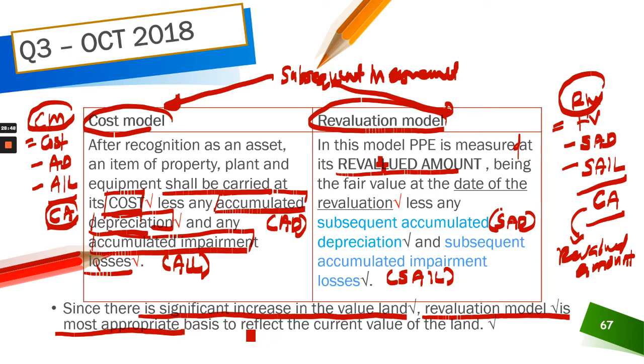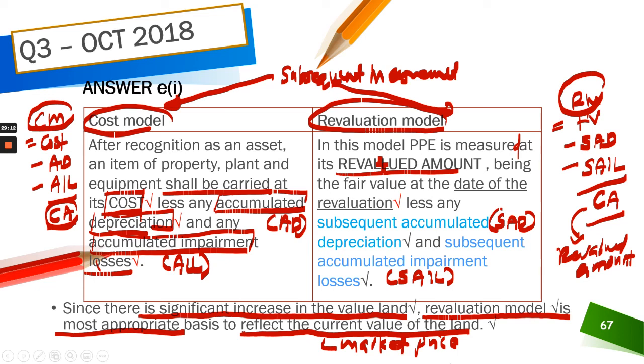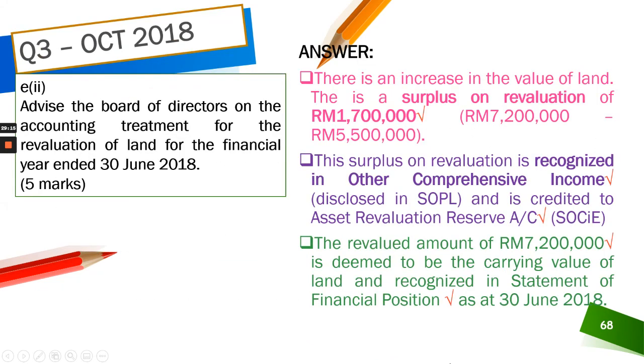Why? This is stating your answer, but give the reason. Because it will reflect the current value or the market price of the land or the fair value of the land, right? So you just go and give your reason why it is appropriate, but state the point first. Next, you are asked to give advice on the accounting treatment. So advising the accounting treatment is to give some sentence form of advice. So that is to advise on 30th of June.